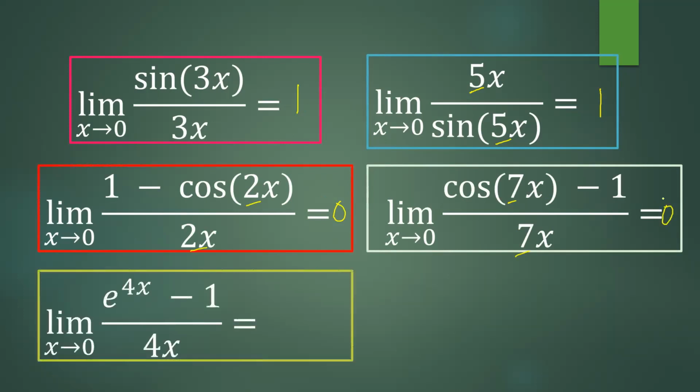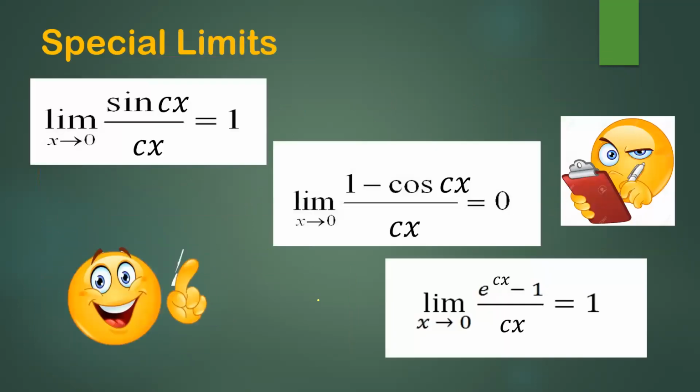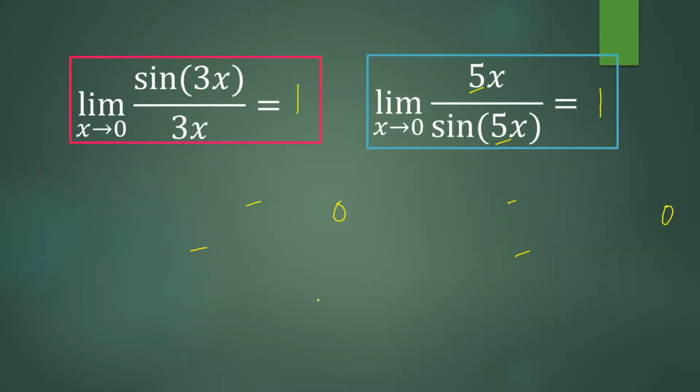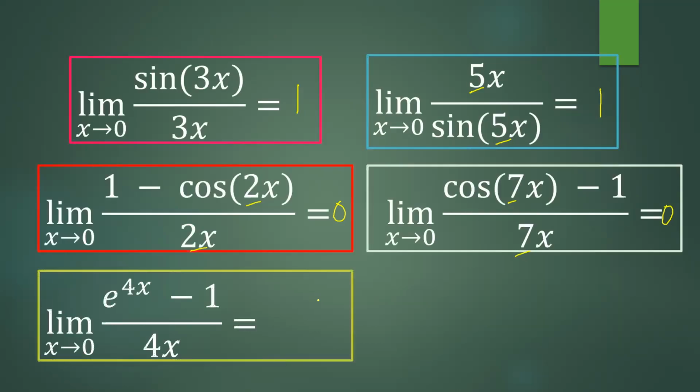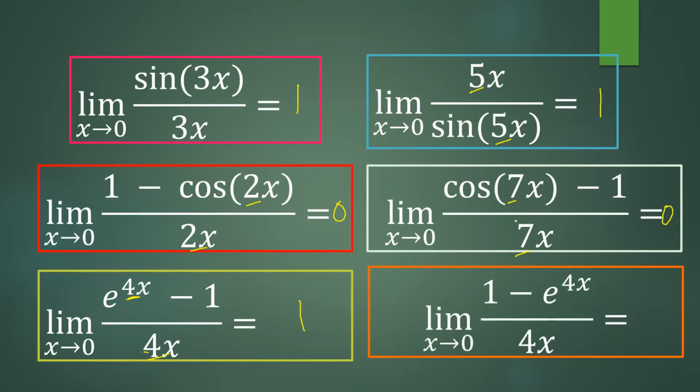Okay? Also, if we have e to the 4x minus 1 over 4x, where is our property? The e term should come first. Take note, subtraction is not commutative. Otherwise, it becomes negative 1. So the e term should come first. Okay? So this is equal to 1. But when we reverse it, this should be at the front. So when reversed, this will be negative 1. Okay? So take note of those changes.